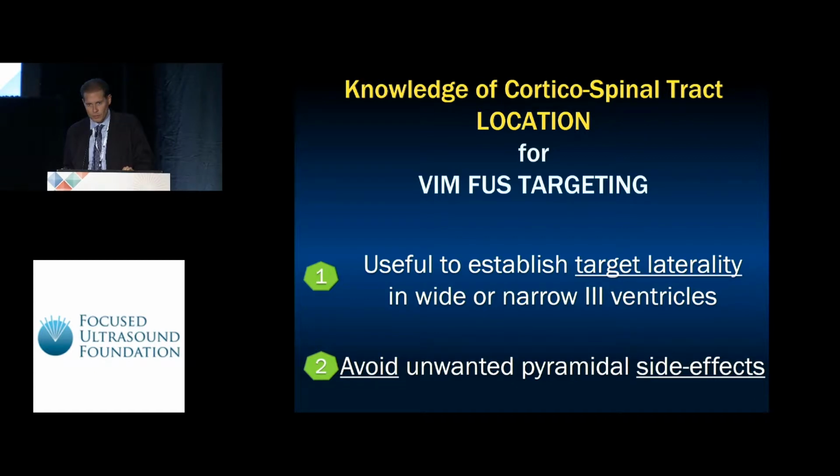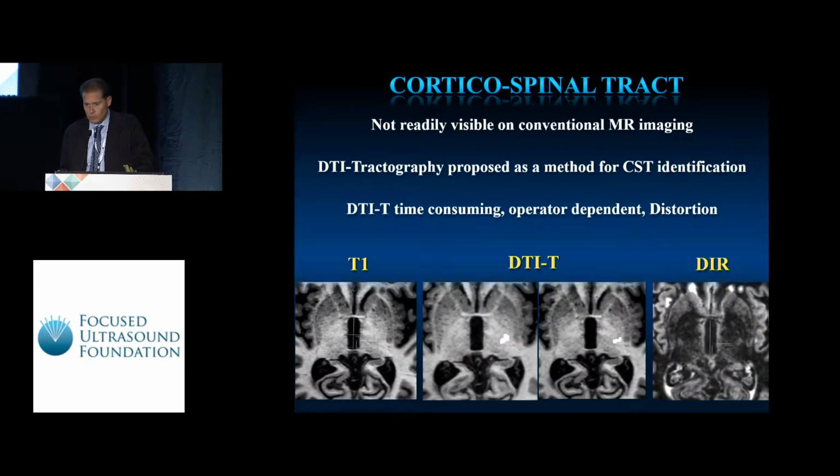Why is it important to know where the cortico-spinal tract is? Because the third ventricle is very variable in amplitude, and this may change the position of the cortico-spinal tract, and we want to avoid side effects. So usually it is proposed to use tractography to locate the cortico-spinal tract, but depending on the operator and the algorithms, you have very different results, and it's also prone to distortion, while inversion recovery may show the structure without these problems.